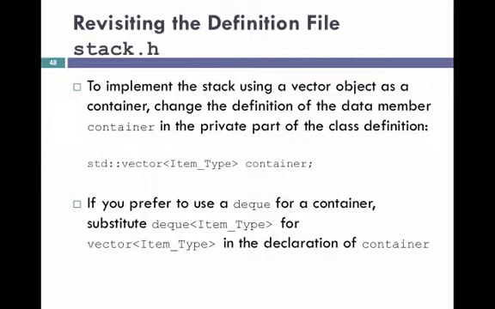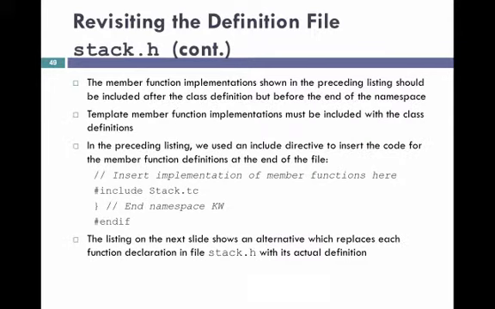To implement the stack using a vector object as a container, we change the definition of the data member container in the private part of the class definition. So here we'll define a private data member whose name is container. Its type is a vector of item types. Or we could use a deque, which is another container type that we'll learn about in a future chapter.